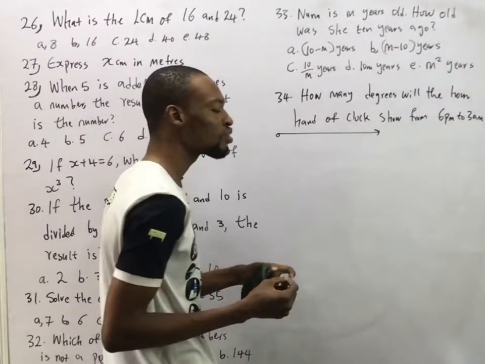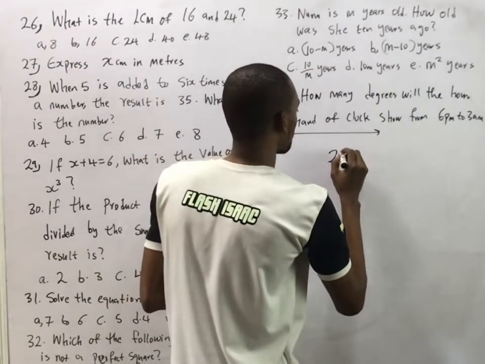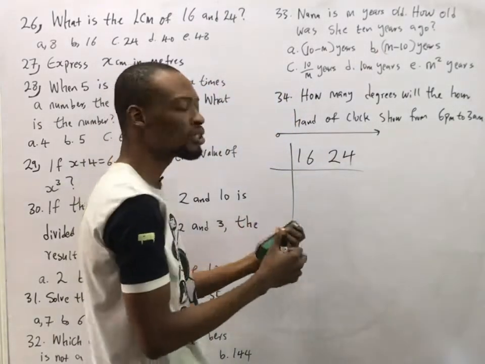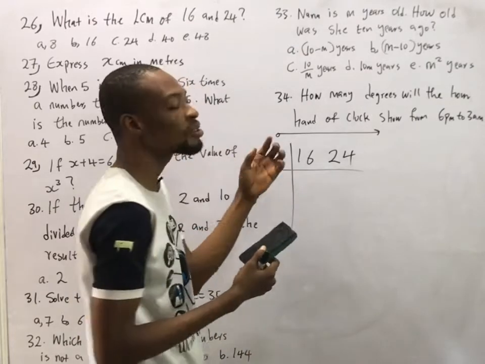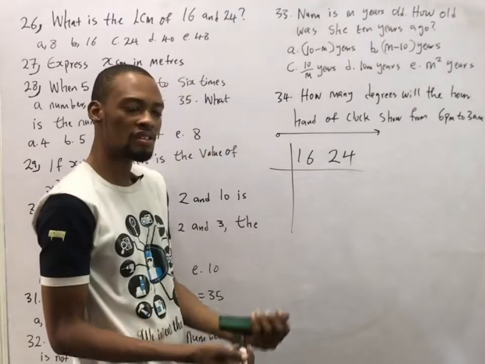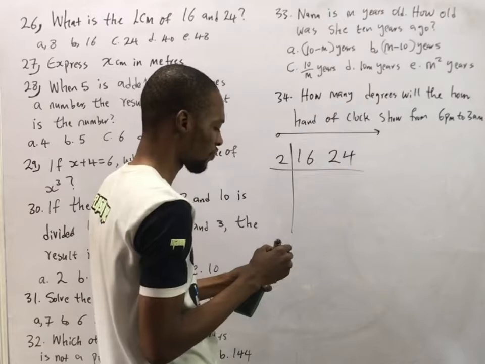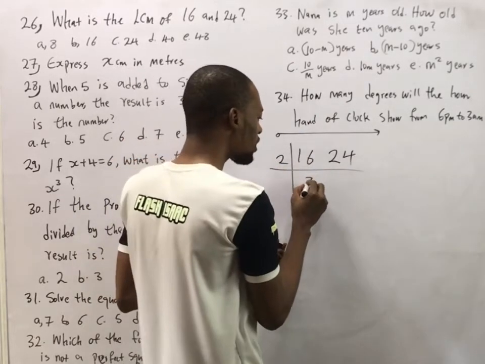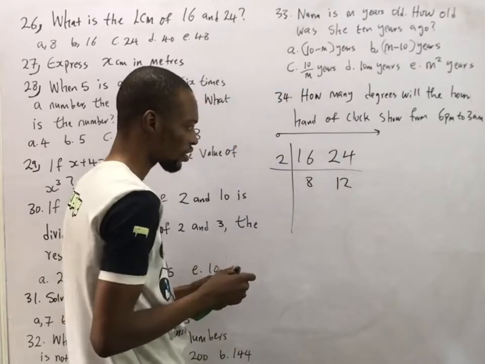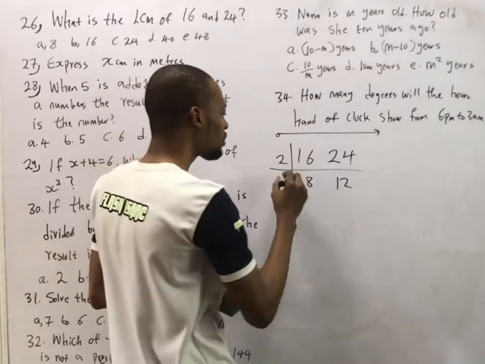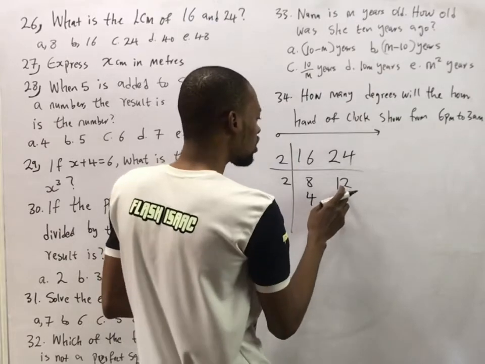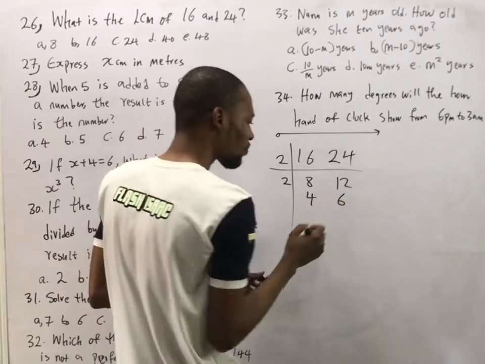To look for the LCM of two numbers, we simply bring the two numbers side by side and start dividing, starting from the lowest number. LCM is lowest common multiple. So starting from 2, 2 can divide at least one of them without a remainder. So we start with 2. 16 divided by 2 would give you 8. Then 24 divided by 2 will give you 12. 2 can still go into them. So we put 2 again. 8 divided by 2 is 4. And 12 divided by 2 is 6.